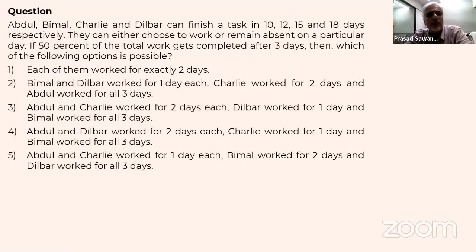I think this is a question from XAT 2018, if I'm not mistaken. Question on time and work. Pretty decent question. Let's read the question. A, B, C, D can finish a task in 10, 12, 15, and 18 days respectively. They can either choose to work or remain absent on a particular day. If 50% of the total work gets completed after 3 days, which of the following options is possible?